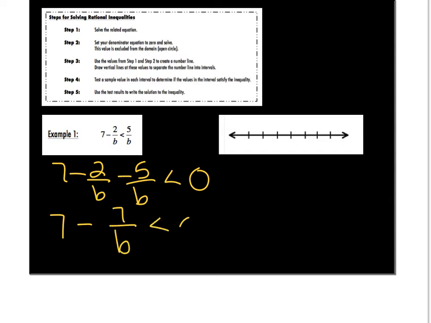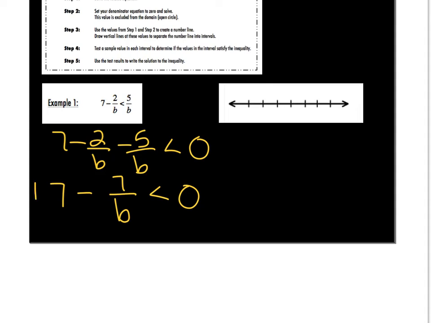Now we want to look at solving this, so 7 minus 2b. The first thing I would do is subtract 5b over to the other side, because you're looking at where this is going to be equal to 0. So I subtracted 5b over on that side. So this would become 7 minus 7 over b less than 0.